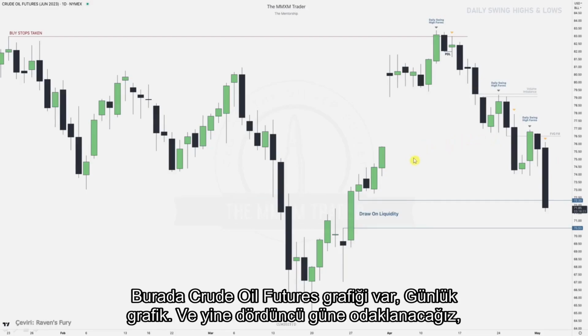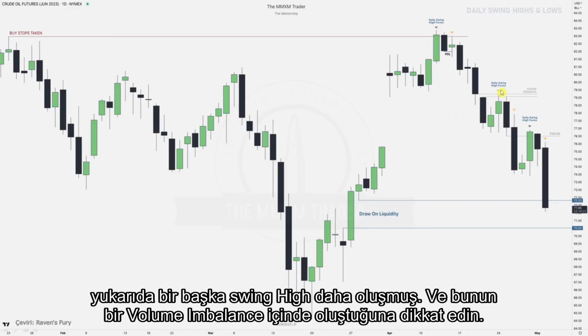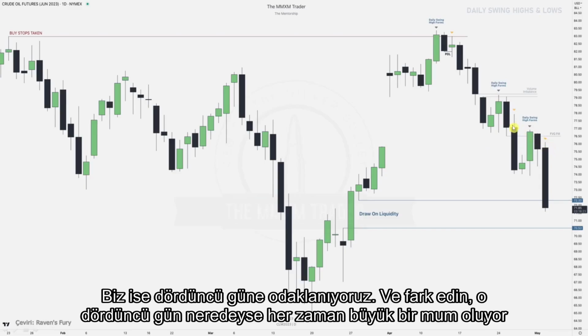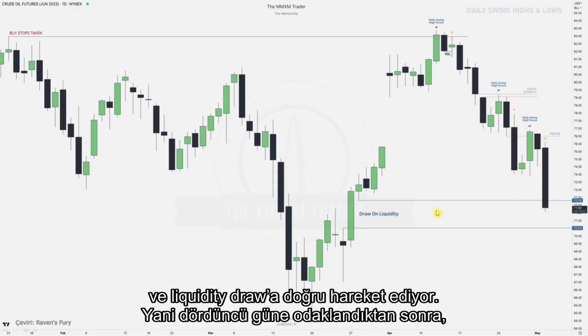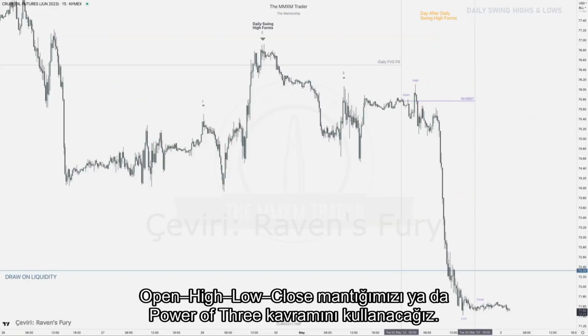Alright, so over here we've got a crude oil futures chart, a daily chart, and again we're going to focus on that 4th day, right, after that swing pattern has formed. So we can see a swing high form up here, right? We've got another swing high formed up here, and notice how this is formed in a volume imbalance, right? So we've got a premium array over here, and we've got another swing high formed over here, and we're focusing on that 4th day, right? And notice how that 4th day every time almost is a big candle, and it goes into our draw on liquidity.